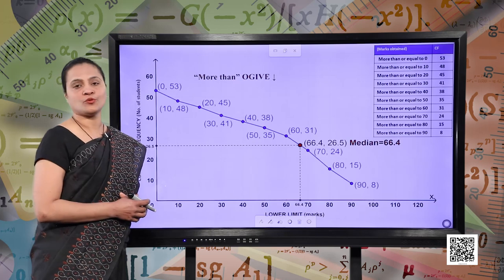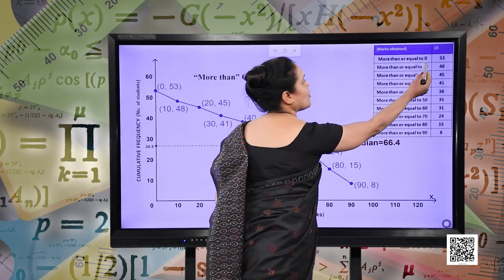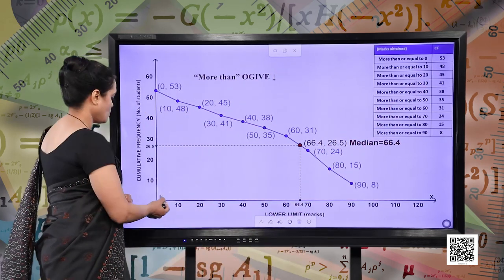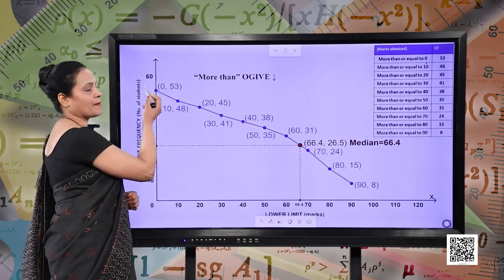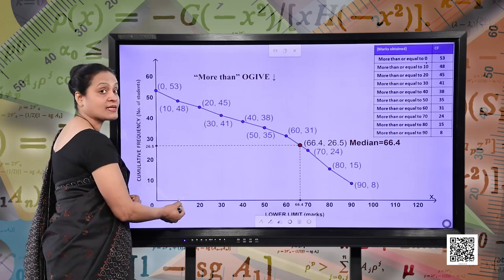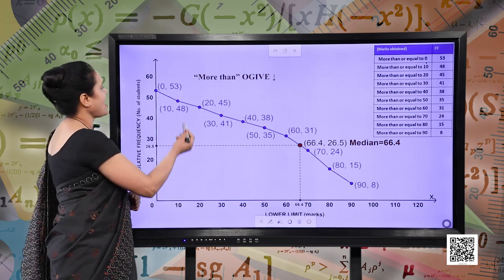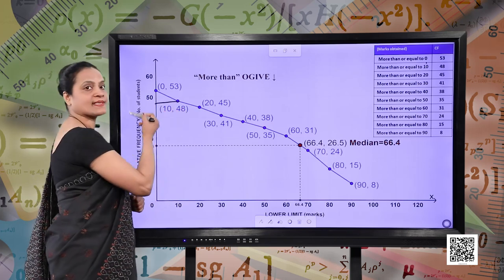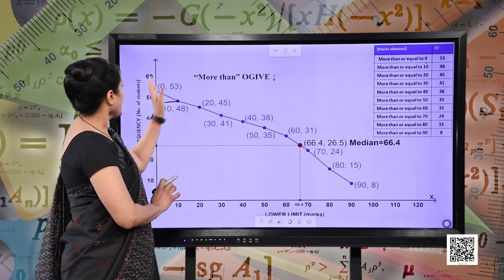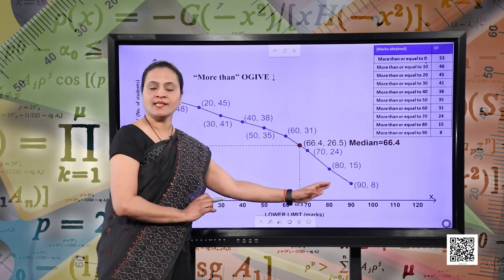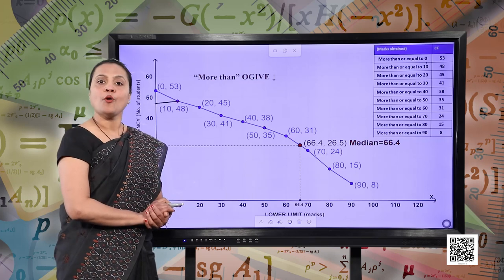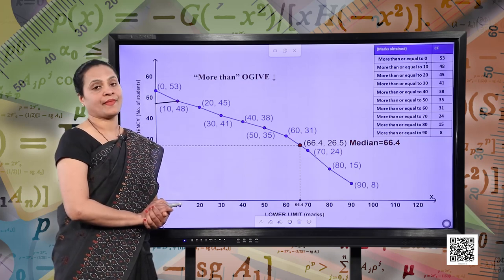To get our first point, we will plot 0 on x-axis and 53 on y-axis. So, the first point will be this one. To get our second point, we will take 10 on x-axis and then 48 on y-axis. So, here we get our second point. After getting all the points, again we are going to join these points to get our more than type ogive.